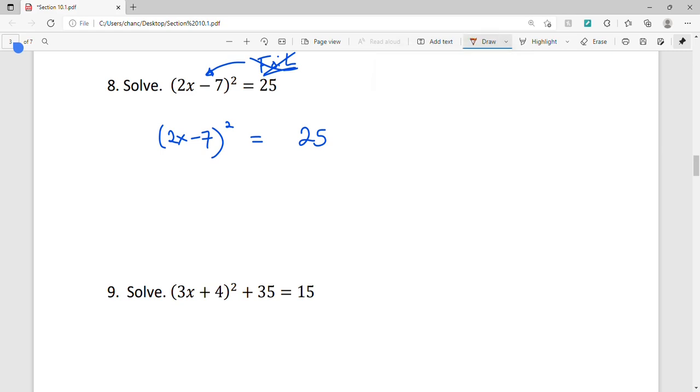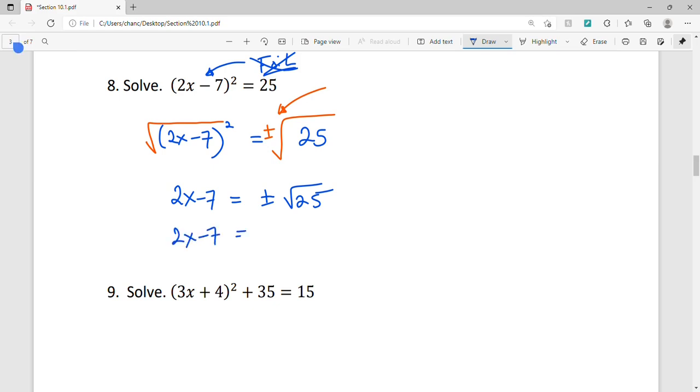Let's take the square root of both sides. Don't forget that plus or minus in front of that constant term. And on the left, what happens? The square term cancels out. And so we're left with 2x minus 7 equals plus or minus the square root of 25. And that's a lot less work than FOILing it out. This is a lot quicker. And you will realize that the square root of 25, that is 5.